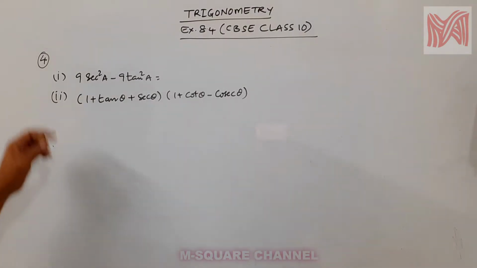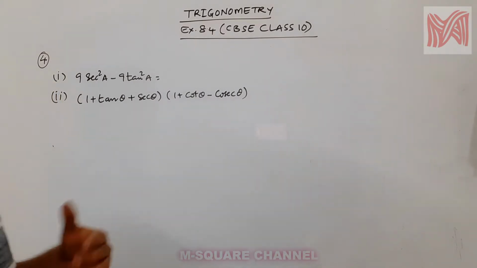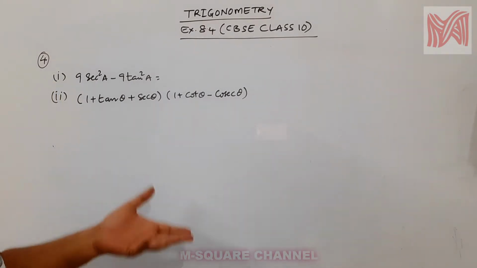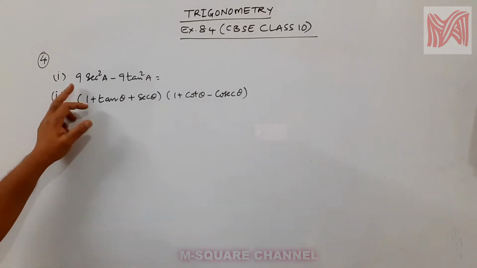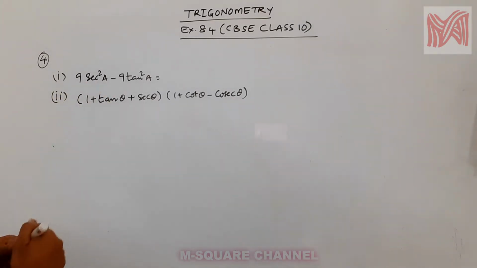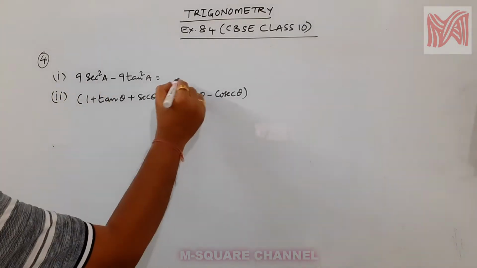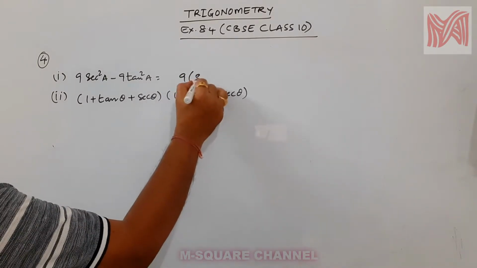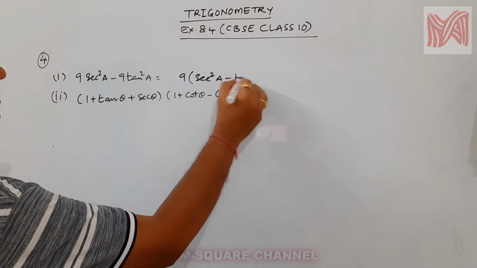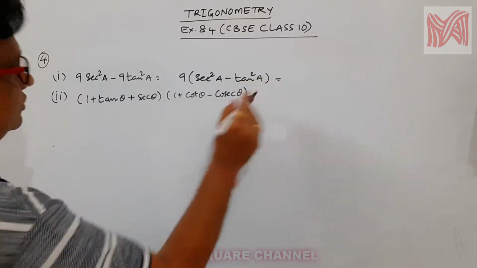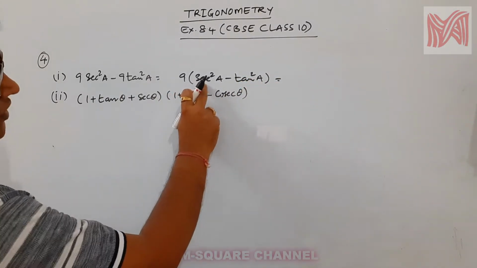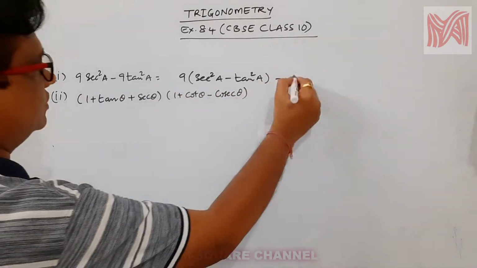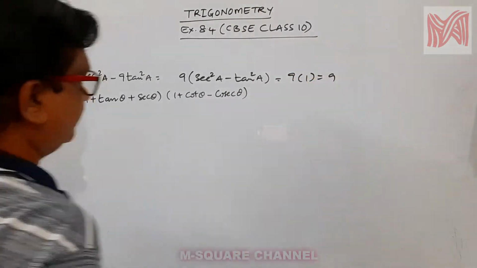In question number 4, they have given choose the correct answers, but I am going to explain how to do it. The first question, 9 is the common. 9 secant square A minus 9 tan square A. 9 is common. So secant square A minus tan square A. So the identity, second identity is secant square A minus tan square A is 1. So 9 into 1, 9.